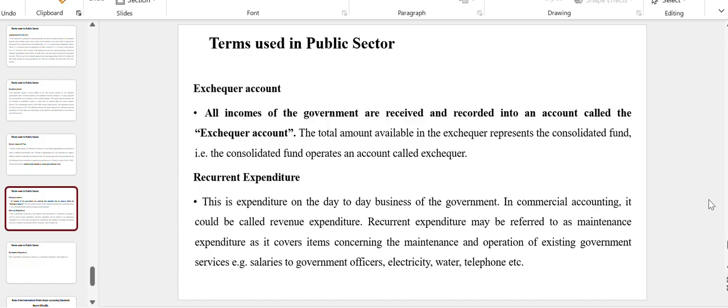Then the other term that I know we are all familiar with is the difference between recurrent expenditure and development or capital expenditure.